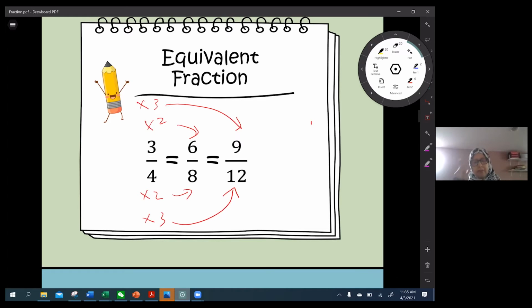Boys and girls, I would like to remind you, you must be very good with the multiplication tables. You cannot count on your fingers. It would take a lot of time. So make sure you do memorize your times tables. So other than drawing pizzas and the paper strips, what are you going to do? You're going to do your multiplications.